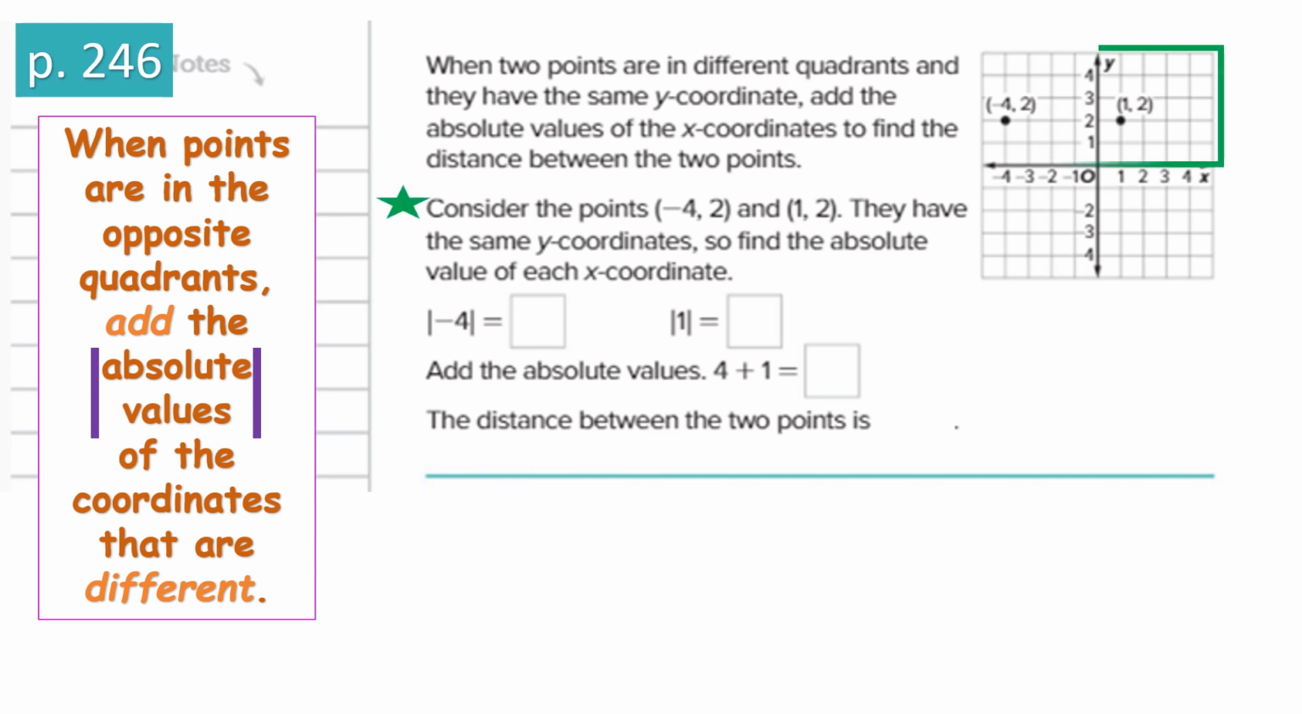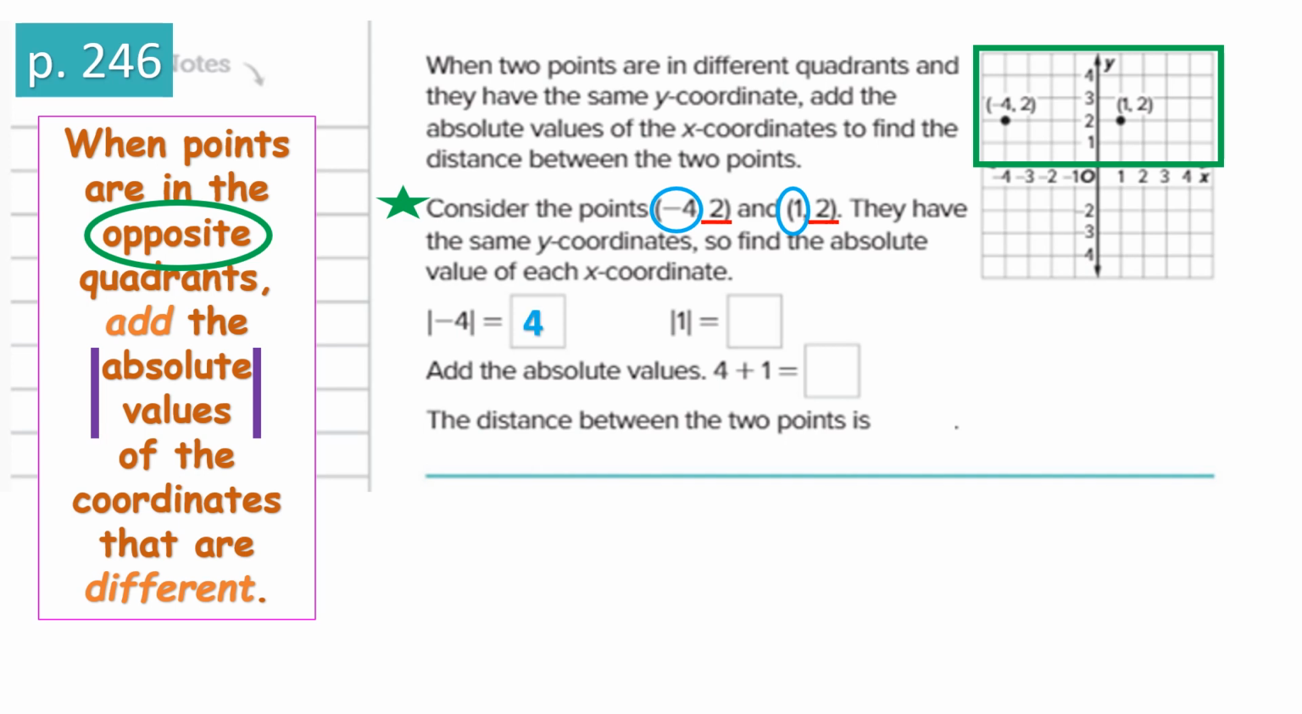Looking at those points then, I can see, once again, one is in quadrant 1 and one is in quadrant 2, that their y-axis coordinate is the same. So I'm just going to leave it the same and focus in on the x. The x-axis coordinates I have are opposites of one another. One is positive, one is negative. So since one is positive and one is negative, then I need to add their distances together.